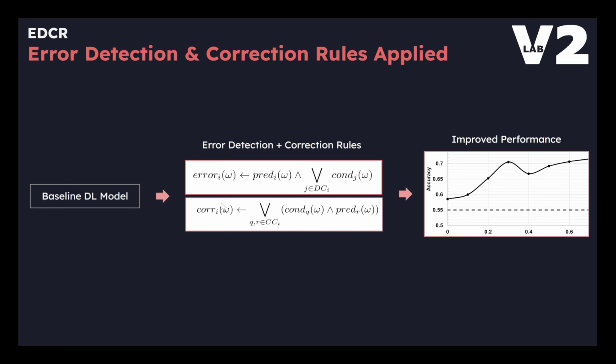So yeah, here's the flow of how EDCR works. You first have a model that produces its own set of predictions. Then you would have a set of conditions, and these conditions can come from domain knowledge or it can come from model outputs, model predictions. And using those conditions, you would then learn error detection and correction rules. And you'd find where the base model's predictions had mistakes in it, and you would try to reassign them to new classes instead. And from there, you would get some improved performance.